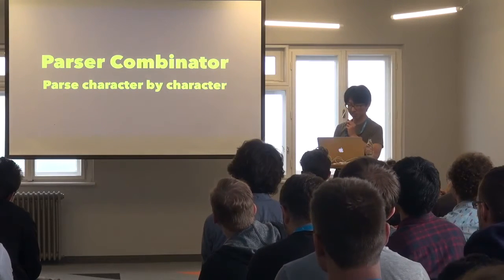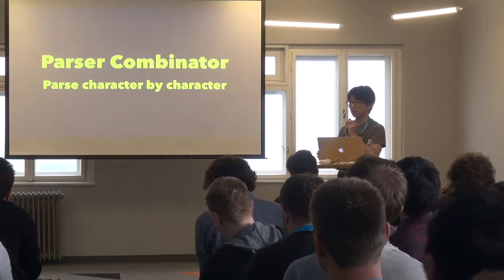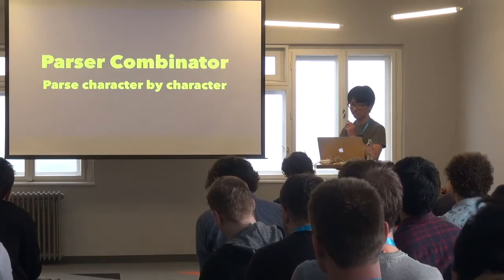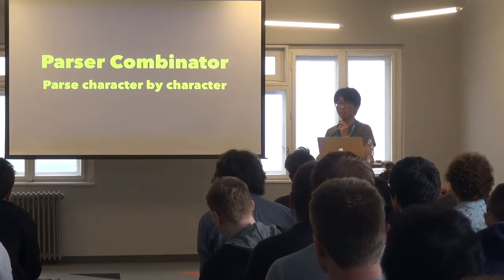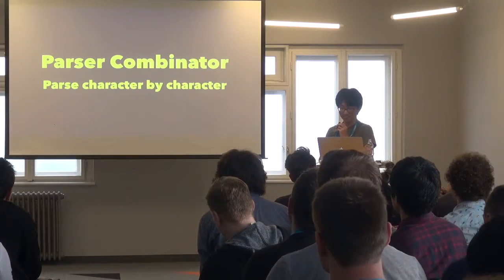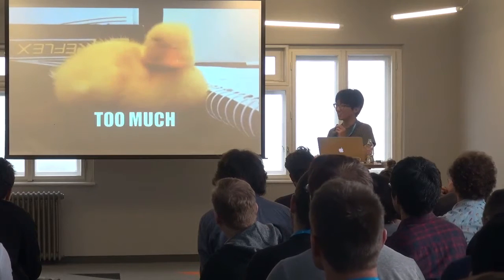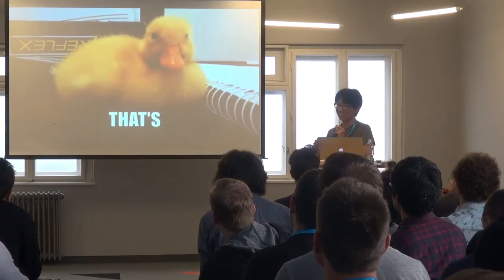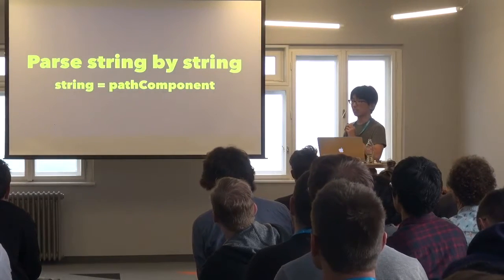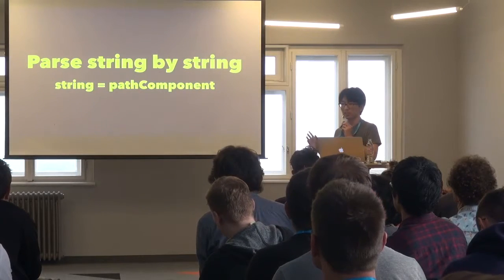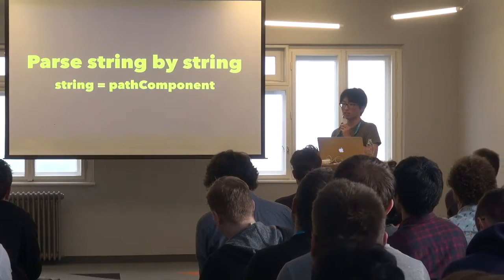So what is a parser combinator? In a nutshell, you can think of it just as a functional way of parsing text, character by character. It is useful for any size of parsing, even making a compiler, for example. But in our case, that's a bit too much. We don't need such a powerful parser for now. But still, we can use the same idea here. Instead of parsing each character, we just treat a path component as a single unit and parse string by string instead. And this will make URL parsing a lot easier.